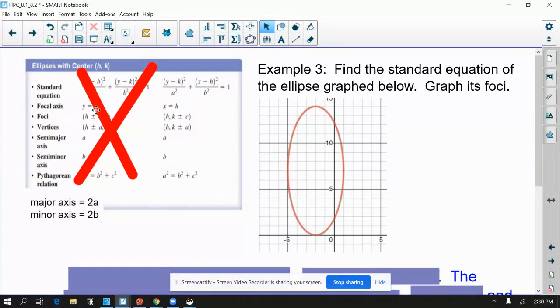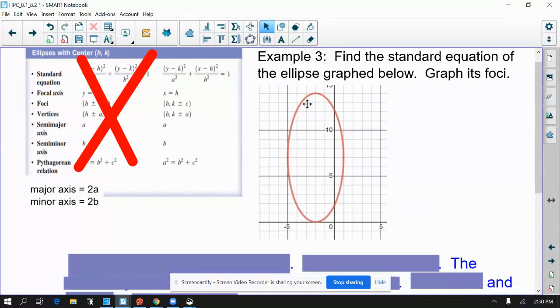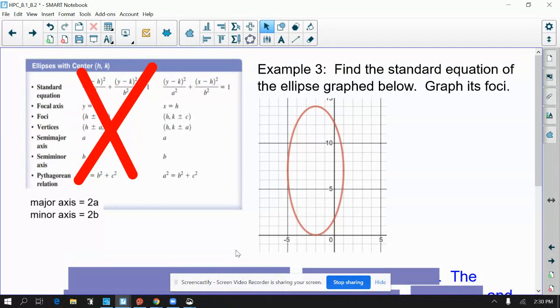So I'm ignoring this part of my roadmap, and I want to find this equation. And I got no numbers here that are pointed out for me, so I had to do some investigating. First of all, let's realize what I need to find. I need to find K and H. Well, the center is HK, so I need to find both of those, and then A and B, and then square them. So let's see what I can do.